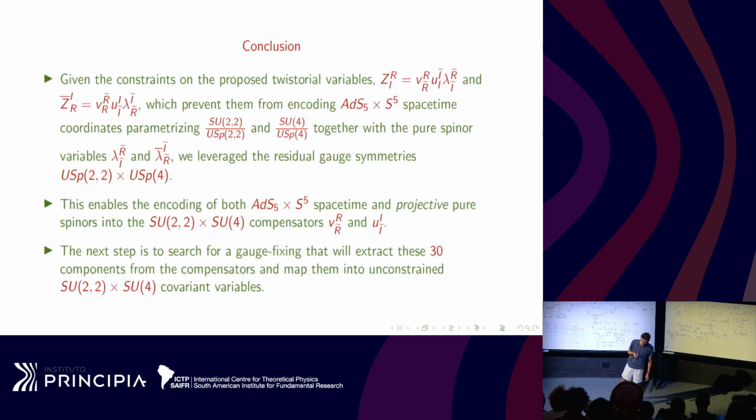Conclusion: given the constraints on the proposed twistor variables, which prevent them from encoding AdS5 cross S5 space-time coordinates, together with the pure spinor variables, we leverage the residual gauge symmetries. This enables us to encode the AdS5 cross S5 together with the projected pure spinors into SU(2,2) times SU(4) compensators, given by V and U. So the next step is to search for a gauge fixing that will extract these 30 components from the compensators and map them into unconstrained SU(2,2) times SU(4) covariant variables. And I will end it here.